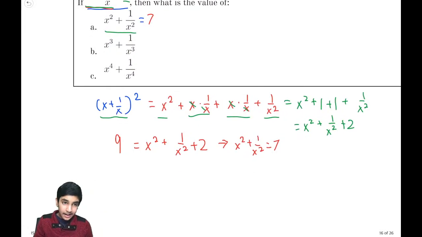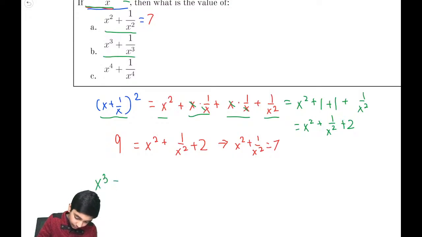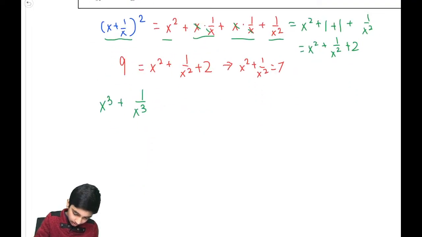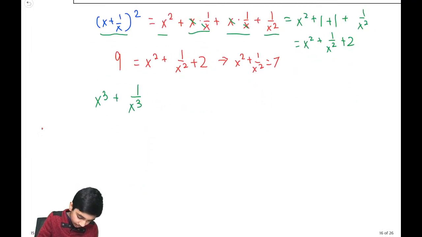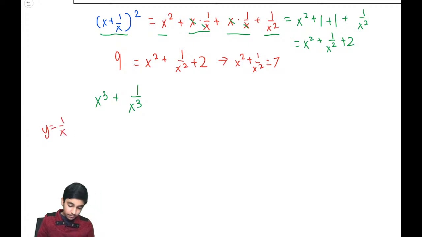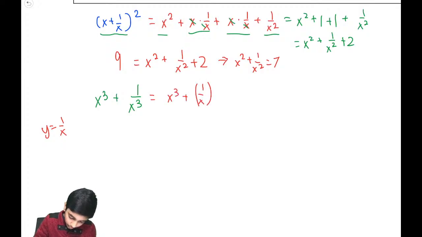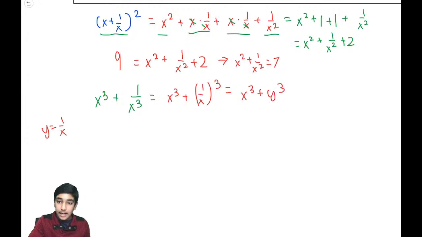Now what about x cubed plus 1 over x cubed? How can we do that? Well, we can just do x cubed plus 1 over x cubed. What we can think about doing here is saying that, let's say that y equals 1 over x. So then this can be written as x cubed plus 1 over x cubed, which is equal to x cubed plus y cubed.